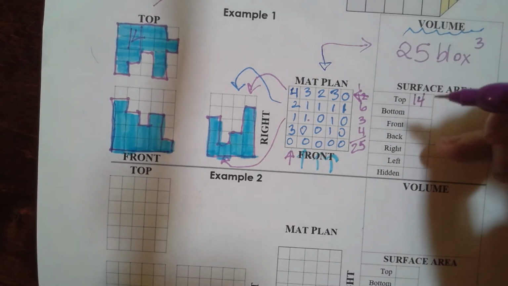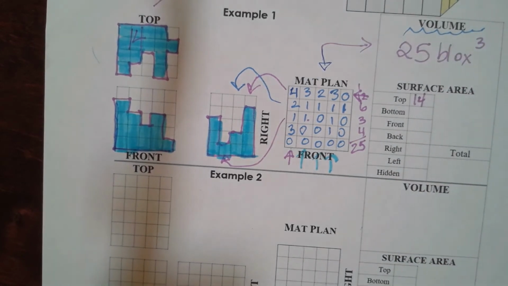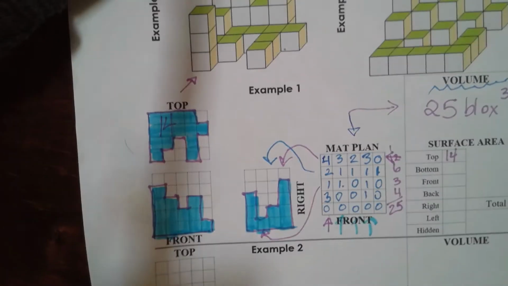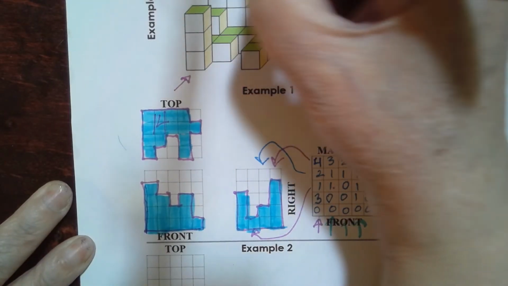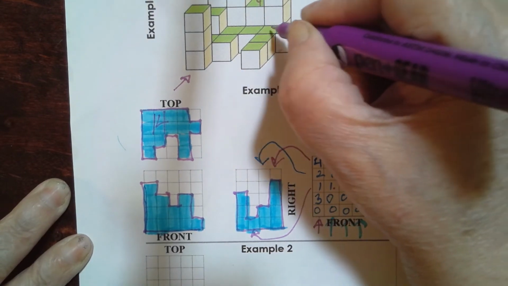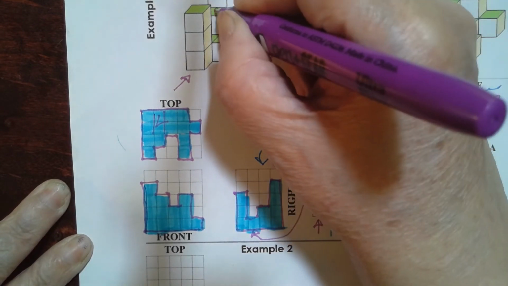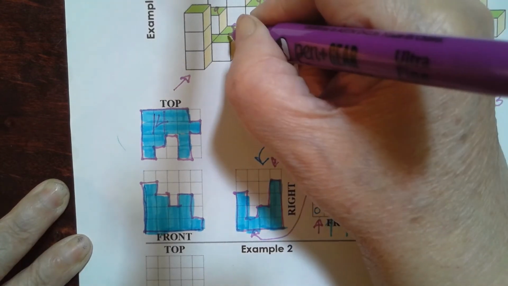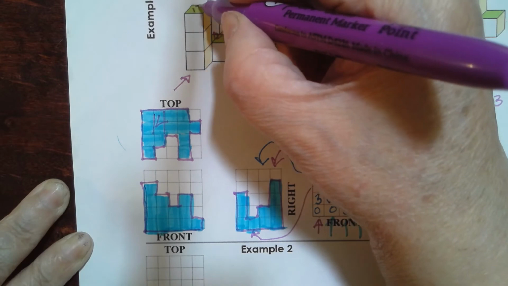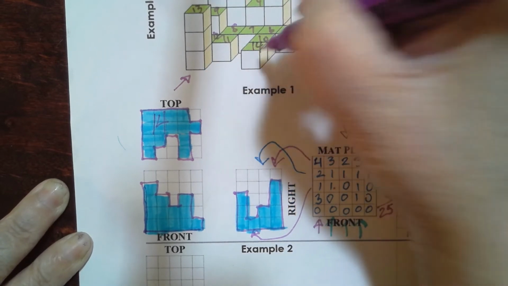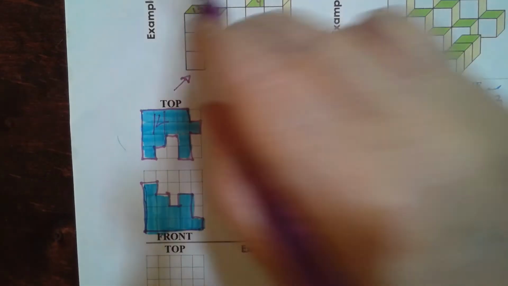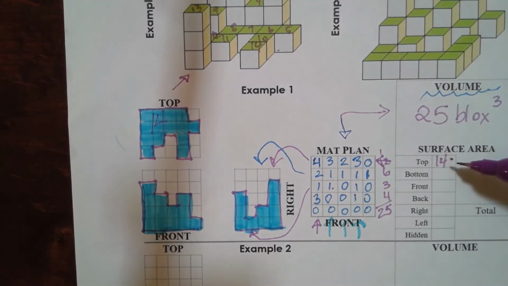There are 14 surfaces that are visible, and you can even count those up in the diagram. I mean, you can literally count them up. 1, 2, 3, 4, 5, 6, 7, 8, 9, 10, 11, 12, hard to see that one, 13, 14 of those green surfaces. So I have those 14, which represents that.